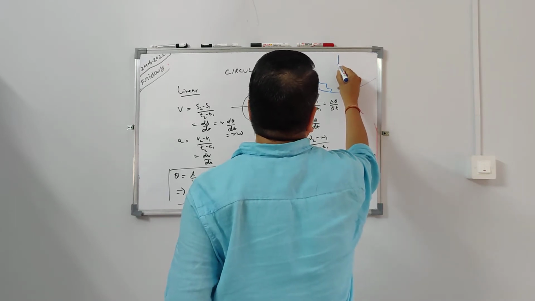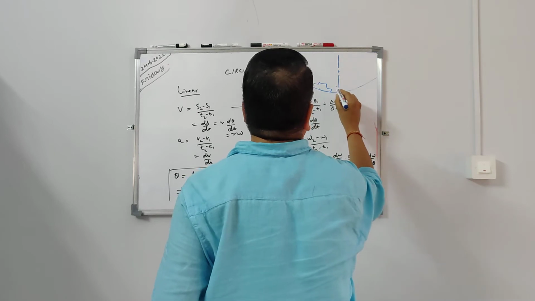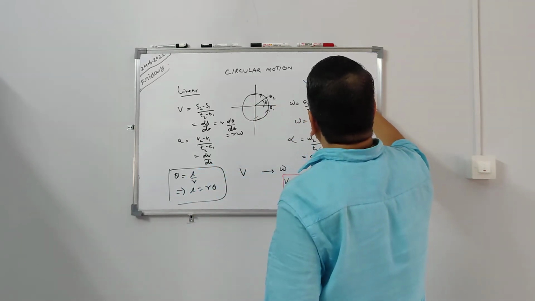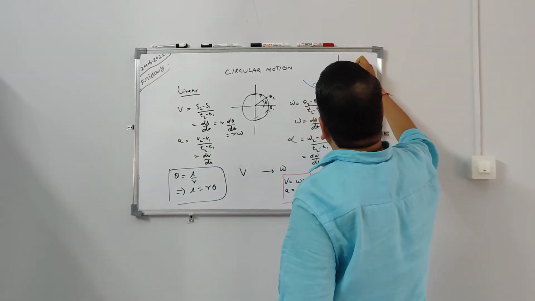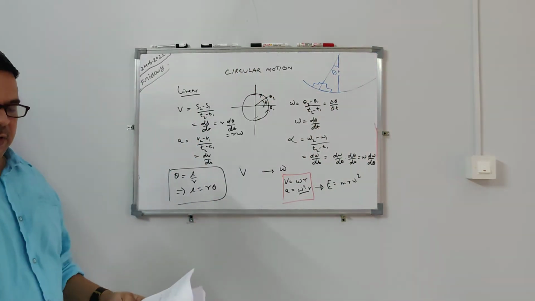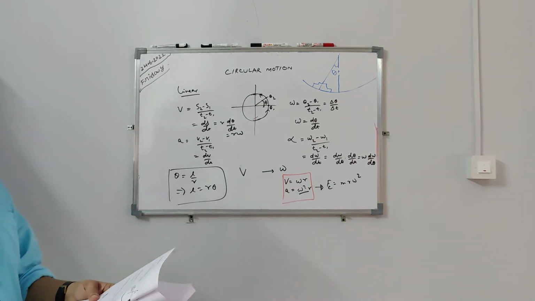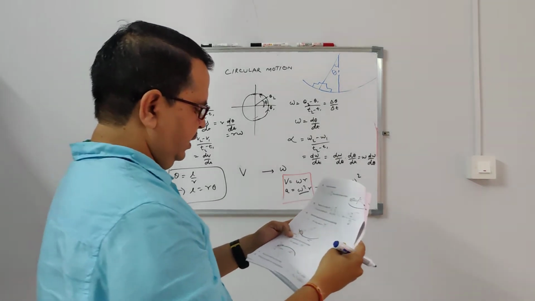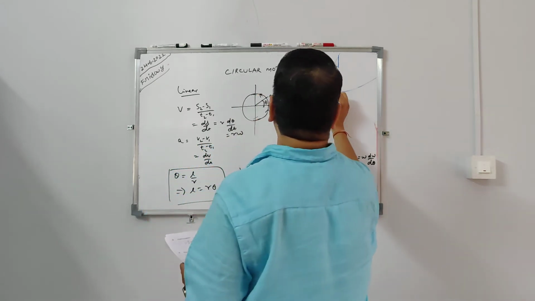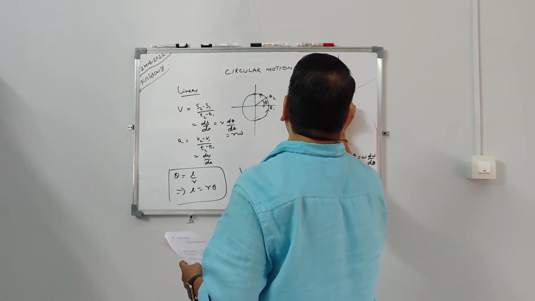Let us say this is my center, and let us say this is my angle theta. This is normal to the surface of the car. If that is the case, then what will happen? This car will have its own weight, so that weight will be mg acting like this.